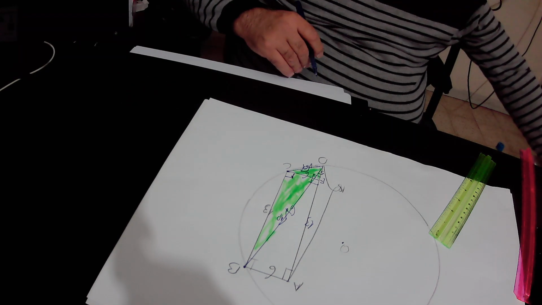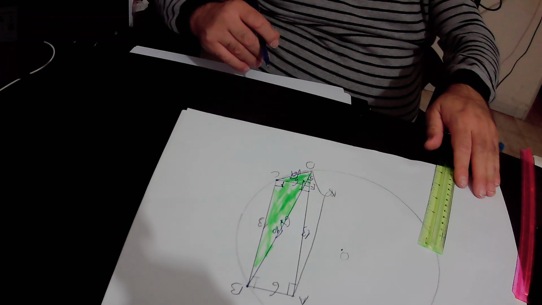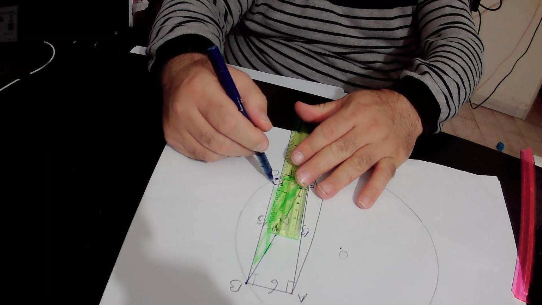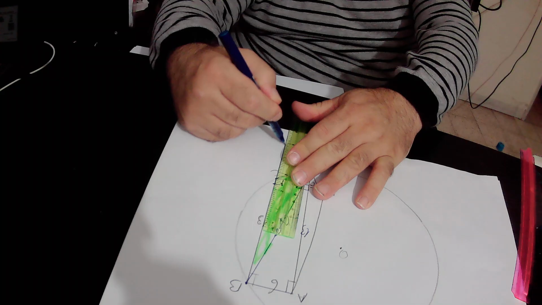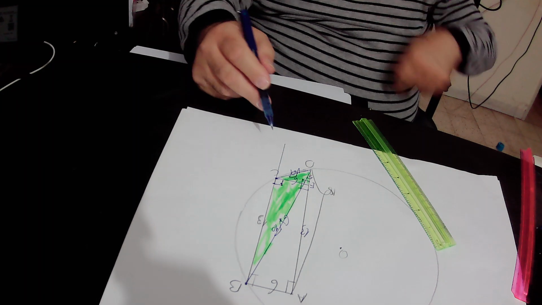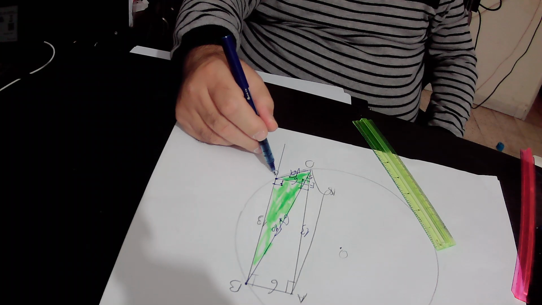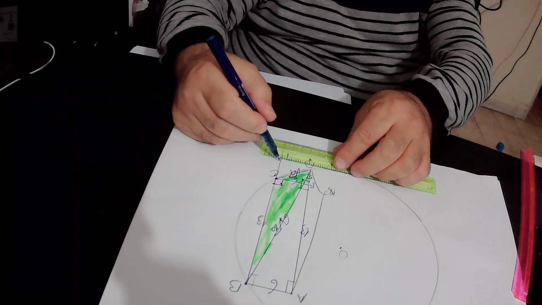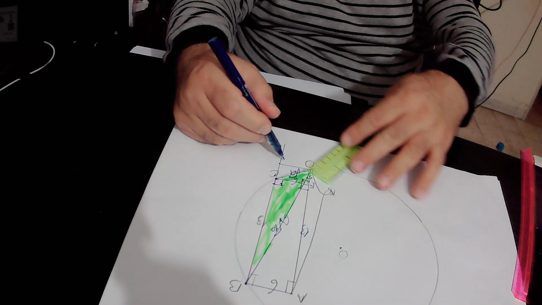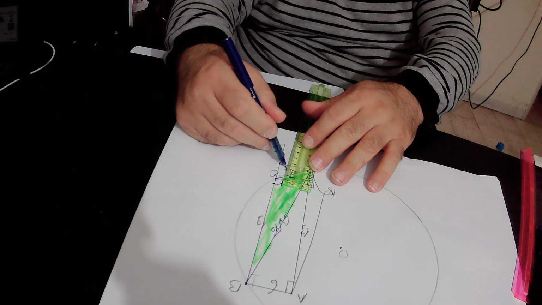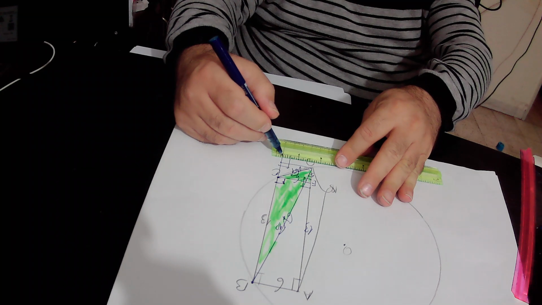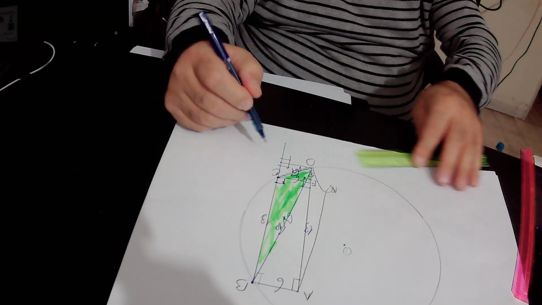In order to find the height to the base, we will extend side BC of the triangle BDC by a straight line, and from point D, we draw a perpendicular onto the extended BC. That is to say, this angle equals 90 degrees, and this angle equals 90 degrees according to our construction.